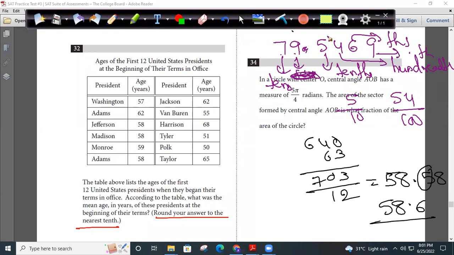10,000. So I need to round off to the nearest tenth. So see the number after this. If it is 5 or greater than 5, we need to round off to the next number. So 58.6 is the only correct answer for this question.